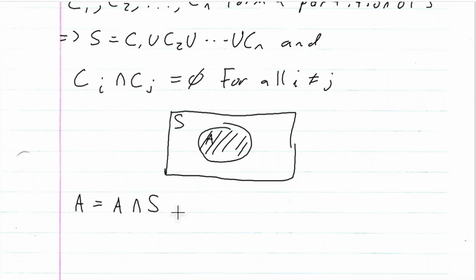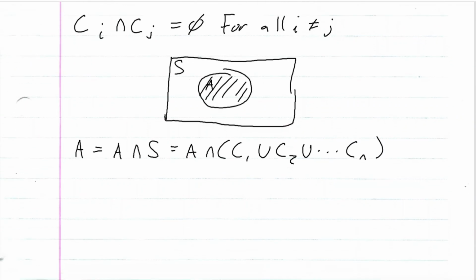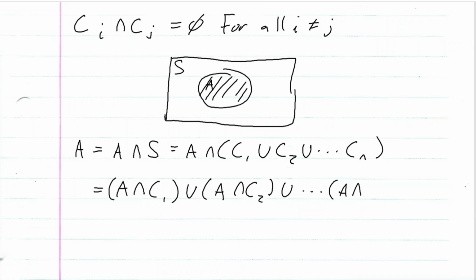And previously, we showed that S was equal to the union of these sets, right? So this is equal to A intersection C sub 1 union C sub 2 union dot dot dot C sub n. And now using the distributive law, or distributive property of sets, right? This is equal to A intersection C sub 1, union A intersection C sub 2, all the way to union A intersection C sub n, right?